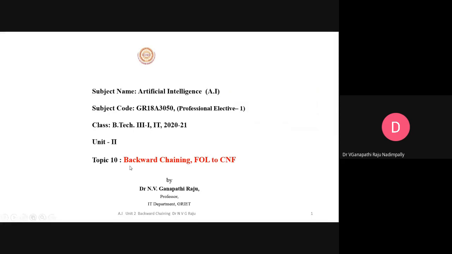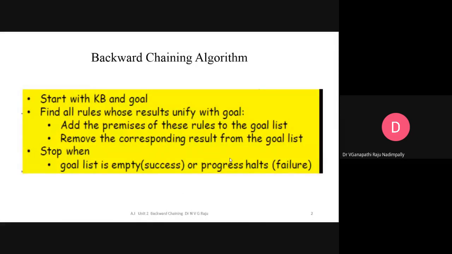Today we will discuss backward chaining, and the second concept is conversion of all FOL statements into CNF. CNF stands for conjunction of disjunction forms. That we will do. Anyway, we have completed the resolution topic. Slowly we will discuss them. Now, first we will start this algorithm.